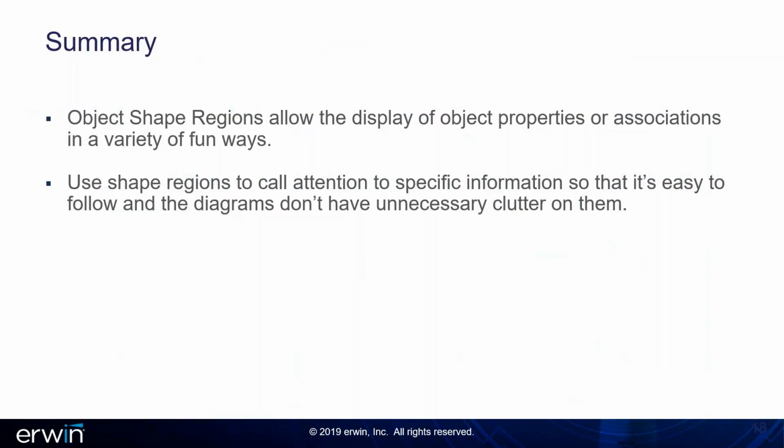So to summarize, our shape regions allow you to display information about the object itself or its association in a variety of fun ways. You should use shape regions to call attention to specific information so that it's easy to follow the diagrams, and so the diagrams are also not cluttered.